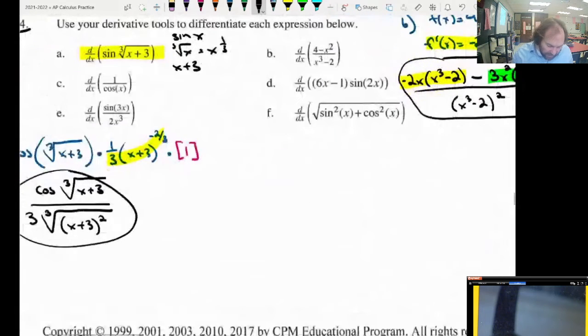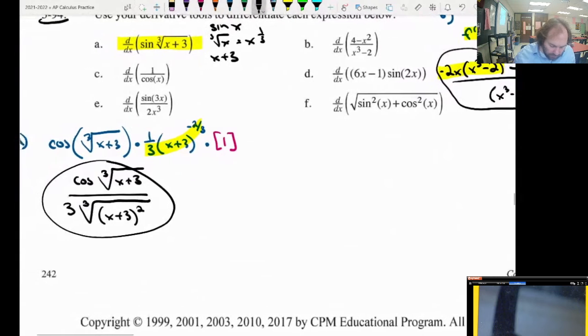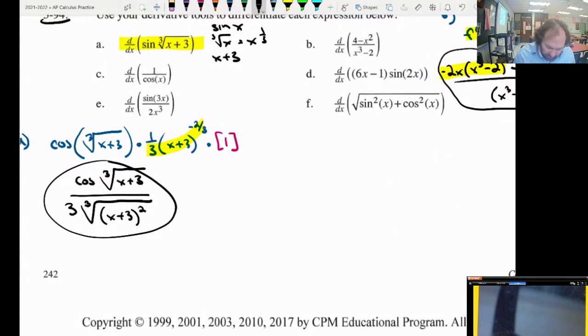Let's talk about c next. C is just 1 over cosine of x. Let's think about this like a quotient rule. There are other ways to do this that we'll memorize later on down the road, but let's just think about it like a quotient rule problem. I'm going to run out of room real fast in this space, so I might work off to the side for the future problems. We have 1 over cosine x. Let's say that f of x is equal to 1. That means that f prime of x is equal to 0.